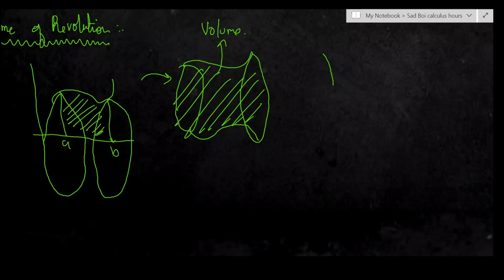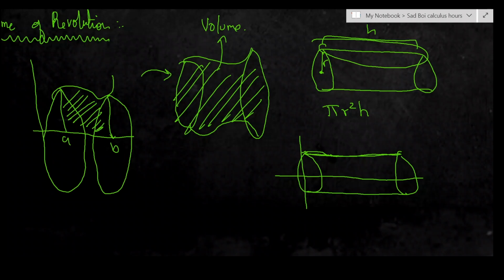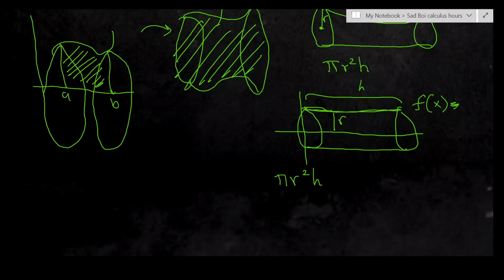To understand this, we need to understand how the volume of a cylinder is calculated. Let's consider a cylinder such as this with a radius r and height h. You write its volume as pi r squared h. The cylinder is basically the result of revolving this particular line around the x-axis 360 degrees. Let's consider the equation of the line being f of x.